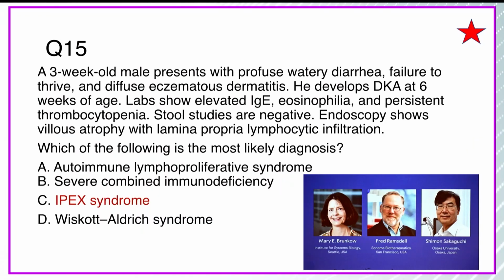3-week cold with profuse watery diarrhea, failure to thrive, rash, DKA, elevated IgE, eosinophilia, thrombocytopenia. Stool workup is all negative. So that rules out severe combined immunodeficiency. And we have this image. So can anyone tell me what this is? What these 3 people are? Nobel Prize for? Yes. So that is IPEX. Okay.